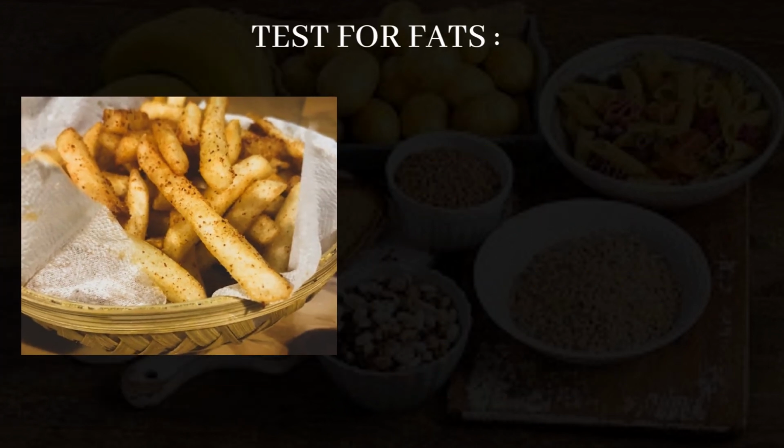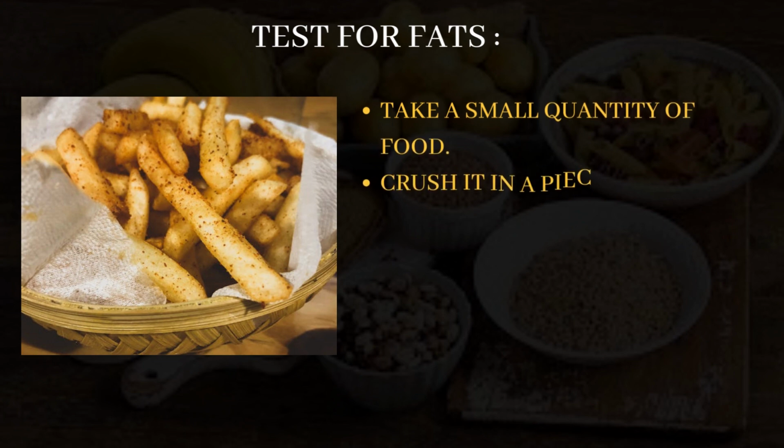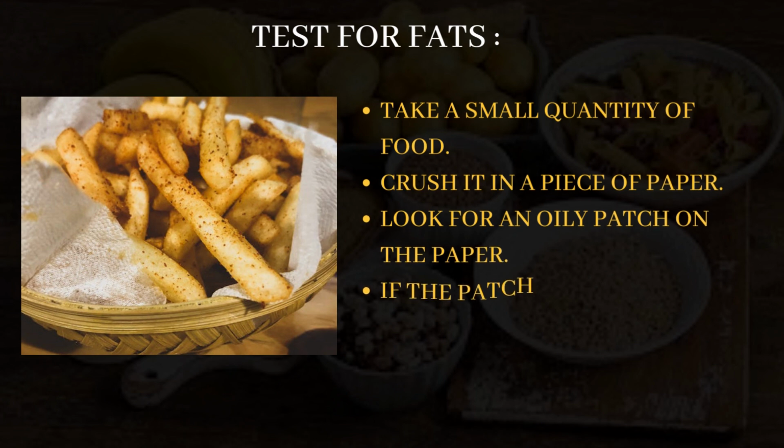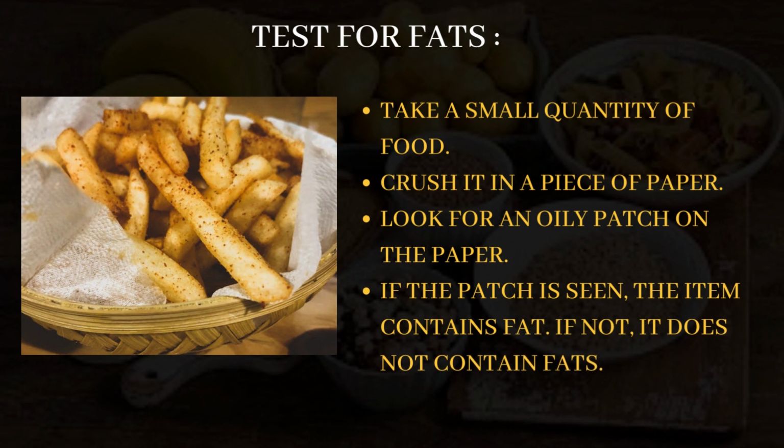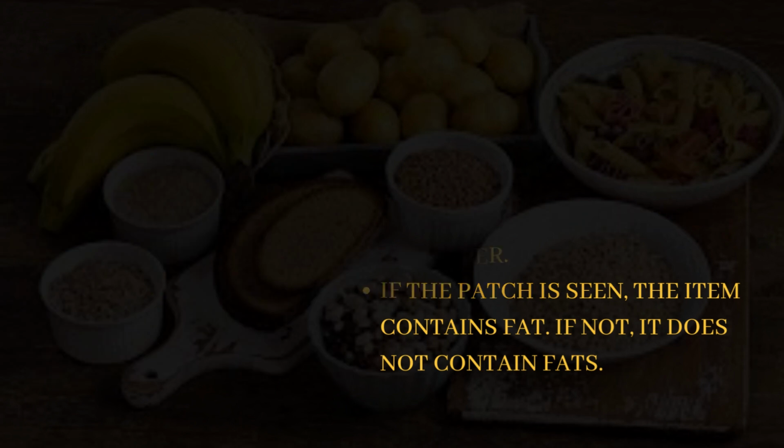Test for fats. To test for fat in a food item, simply take a small quantity of food and crush it in a piece of paper. Look for an oily patch and hold the paper up to the light to make sure. Sometimes a food item may have some water in it. In this case, keep the paper to dry for some time, and later, after the paper has dried, check for the oily patch. If there isn't any patch, then the item does not contain any fat.